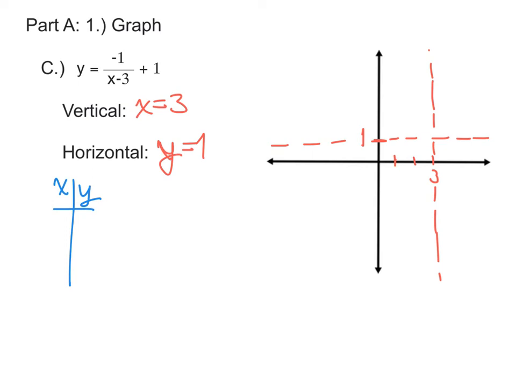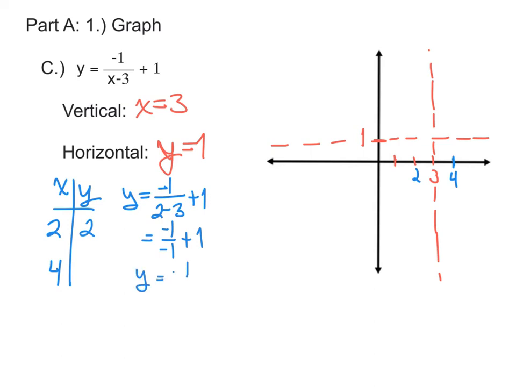Next we find 2 points by picking 2 x values. So I'm going to take 1 step to the left of my vertical asymptote at 2 and 1 step to the right at 4, and those will be the x values that I picked. Find their corresponding y values by plugging them into the equation. -1 over 2 minus 3, plus 1, which will give me -1 over -1, plus 1. So altogether, that's going to be 2. Also with 4, -1 over 4 minus 3, plus 1, give me -1 over +1, plus 1, which will be 0.